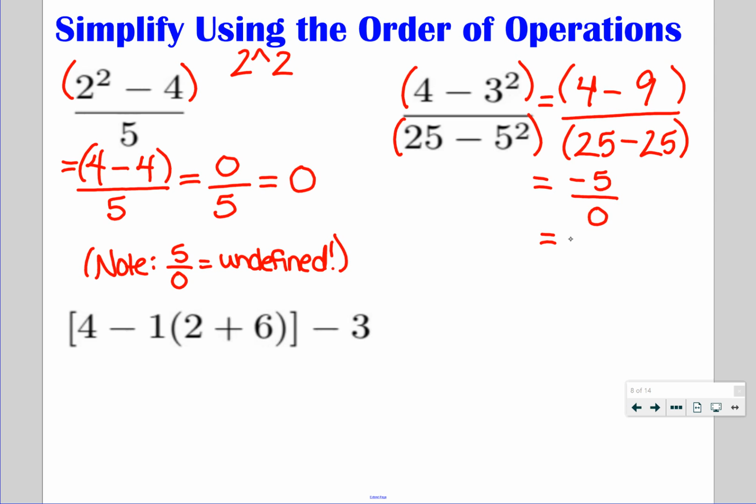And actually, maybe I didn't need that note on the last example. We have it right here, an undefined value.